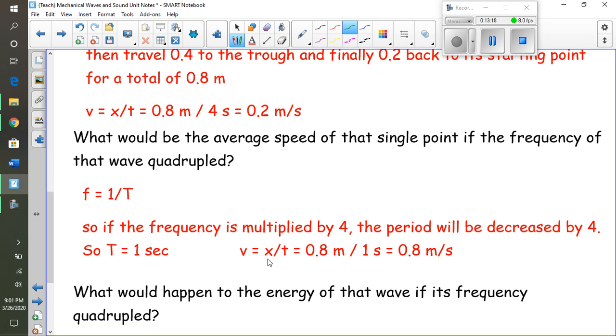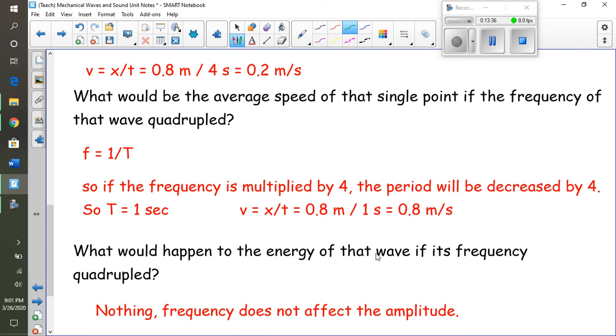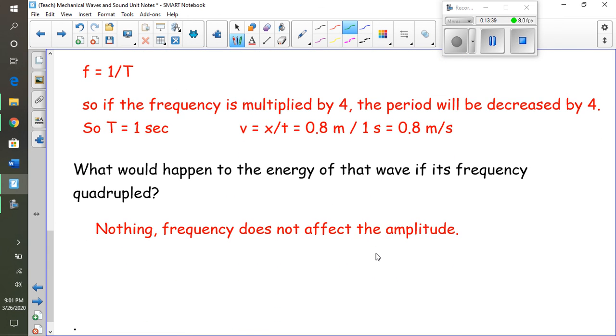So now if I do my x over t, again it's going to be 0.8 meters divided by 1 second. So notice that by quadrupling the frequency, I am also quadrupling the speed. I'm going from 0.2 meters per second to 0.8 meters per second. What would happen to the energy? Nothing. Energy is based off of amplitude, and frequency does not affect the amplitude, so we don't have to worry about anything like that.